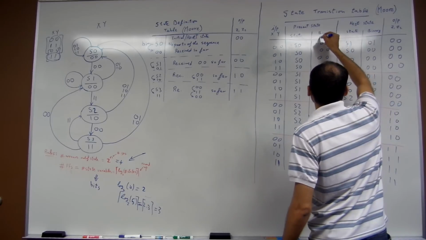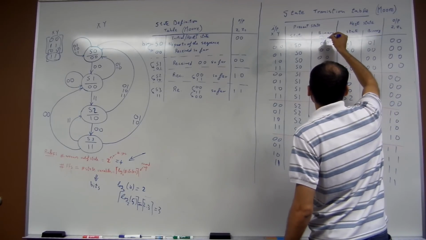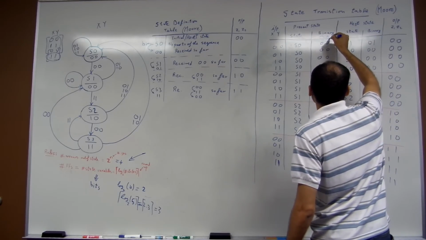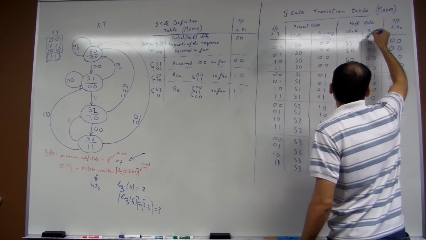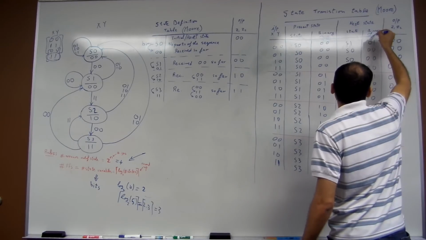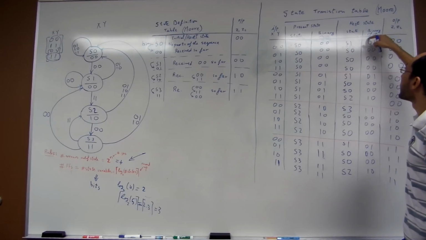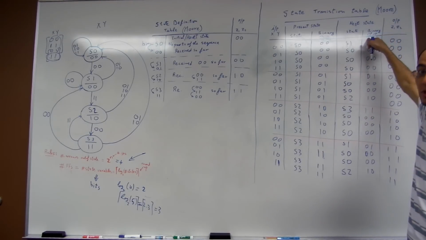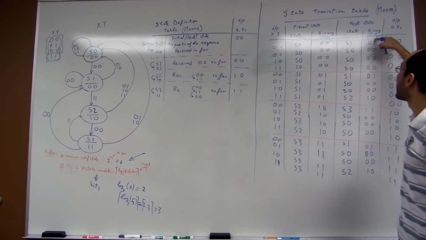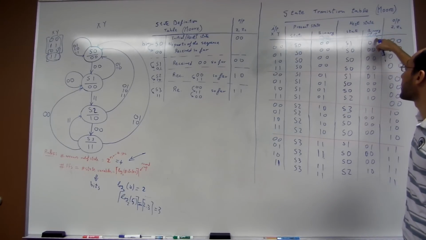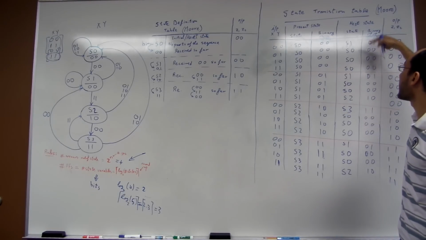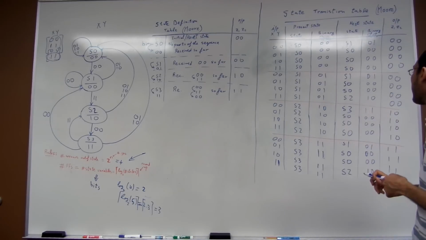So here I'm going to write down Q1, Q0. And here I'm going to write down Q1 plus, Q0 plus. This represents the flip-flop that has the most significant bit, and this represents the flip-flop that has the least significant bit. And that's the next state of this flip-flop.